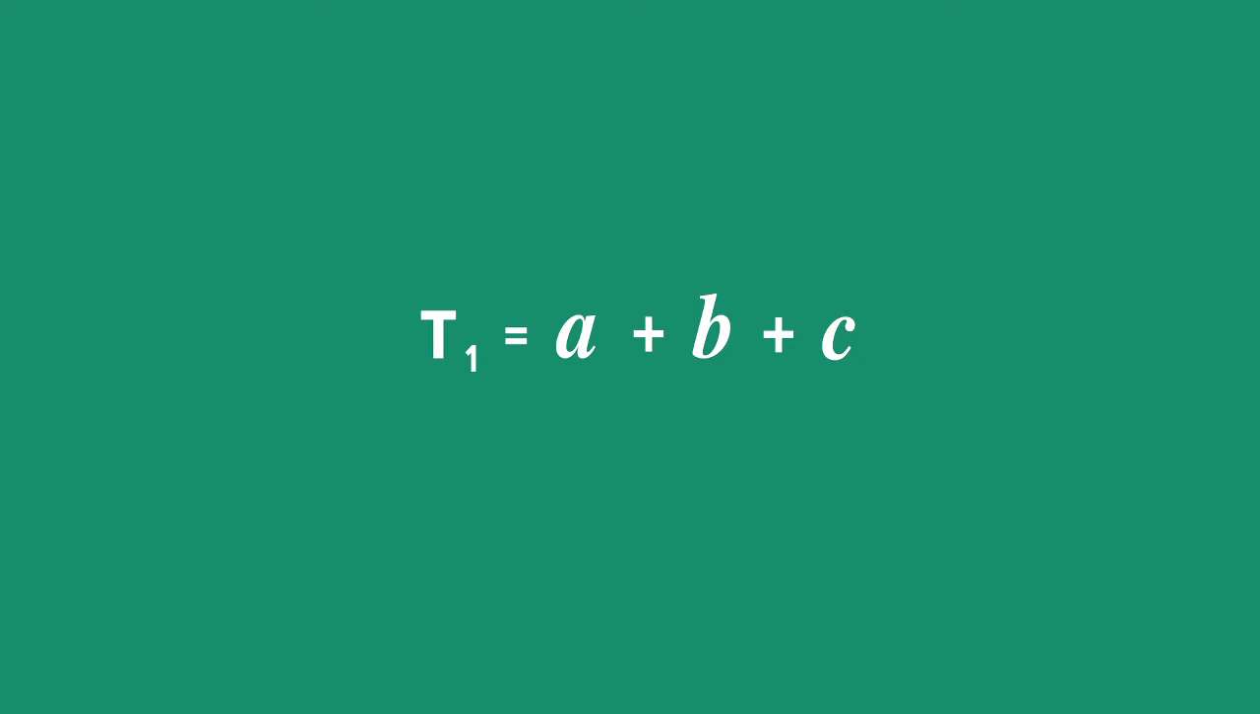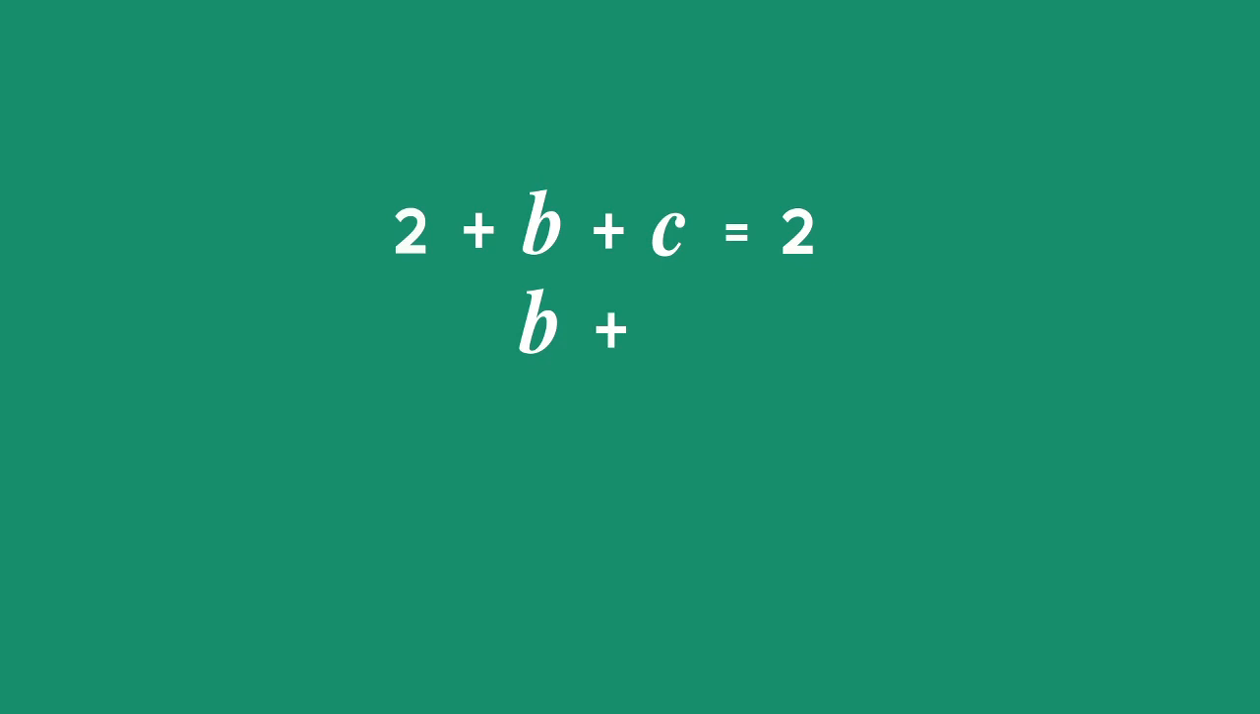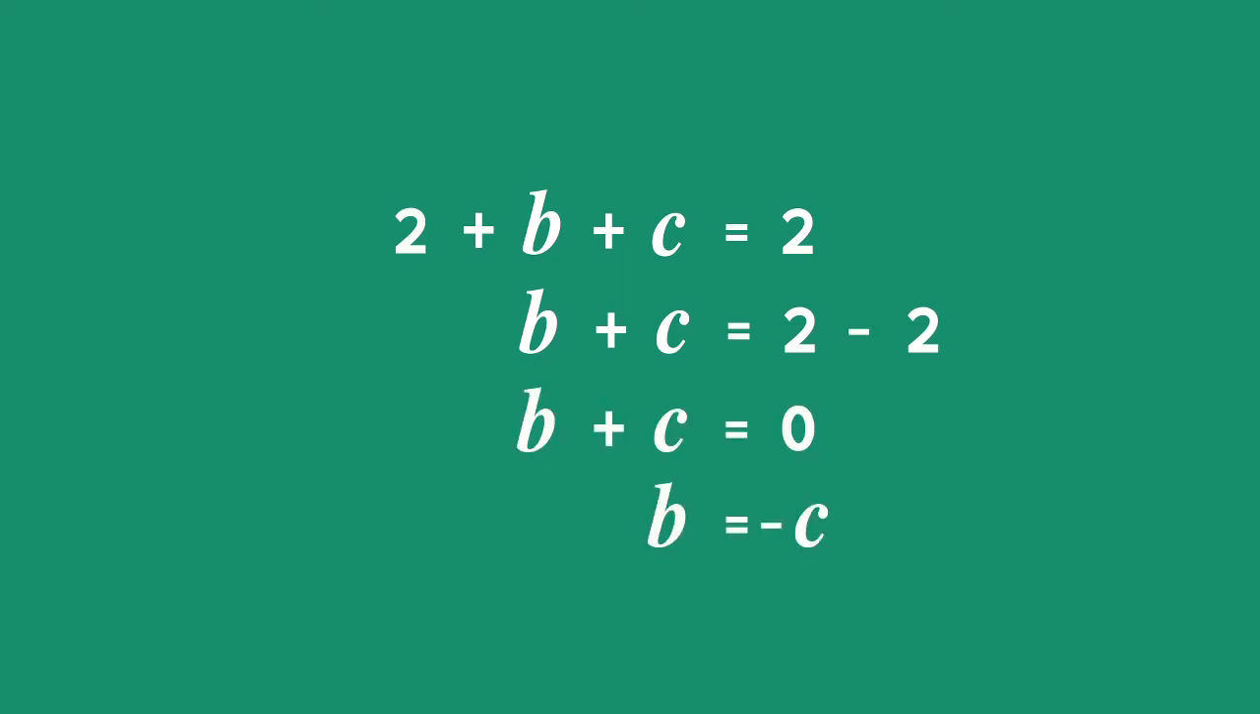So we have a plus b plus c is equal to term 1, and term 1 has a value of 2. We also know that a has a value of 2. Therefore, we get 2 plus b plus c is equal to 2. Simplifying further, b plus c is equal to 2 minus 2, which gives us 0. So b is equal to negative c, and we can call that equation 1.